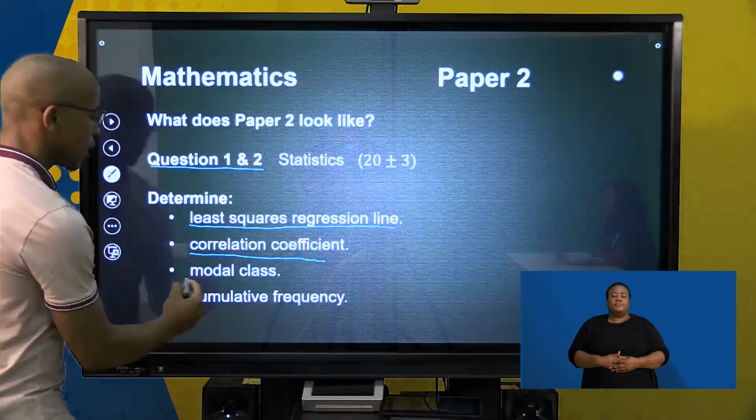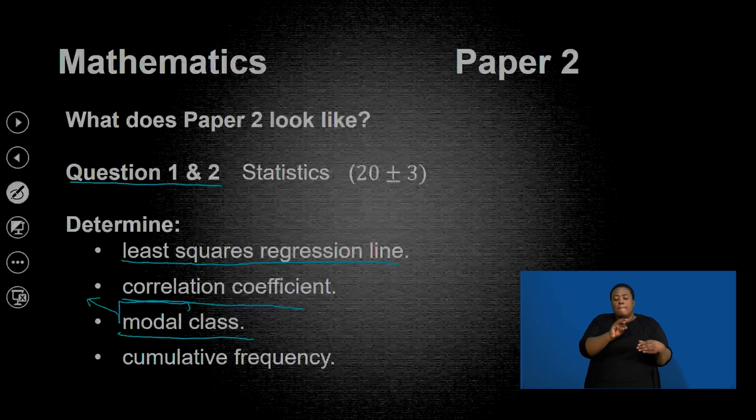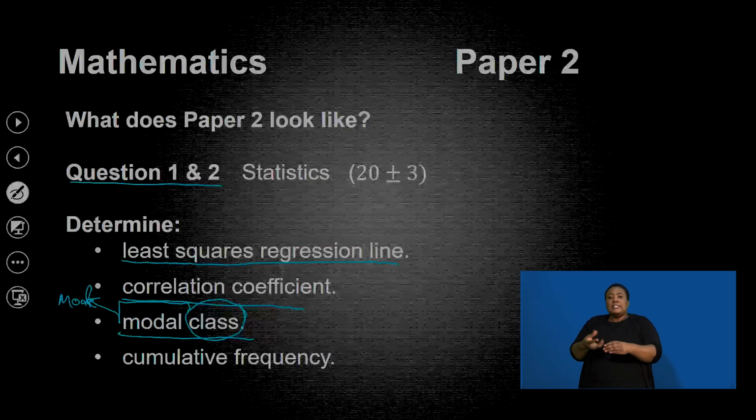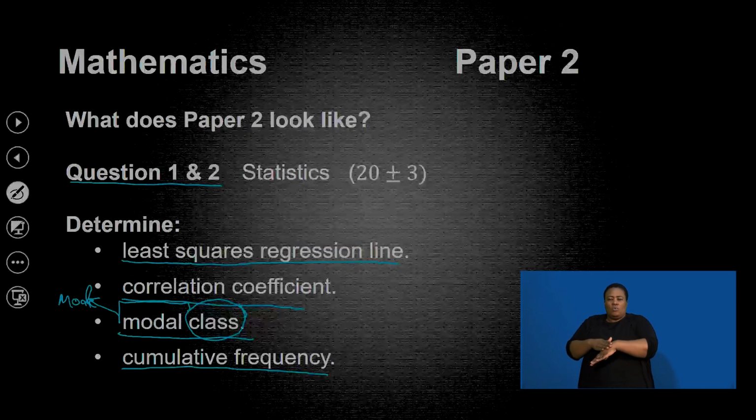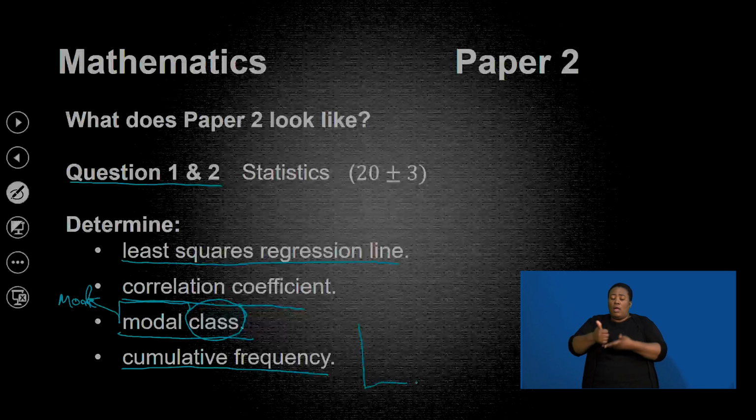And then also there is what we call the modal class. The word modal means we're talking about a mode, so the most frequent number. So when we say modal class, we're talking about the class that has the highest frequency. And then lastly, it's the concept of cumulative frequency, which assists us in drawing our ogive.